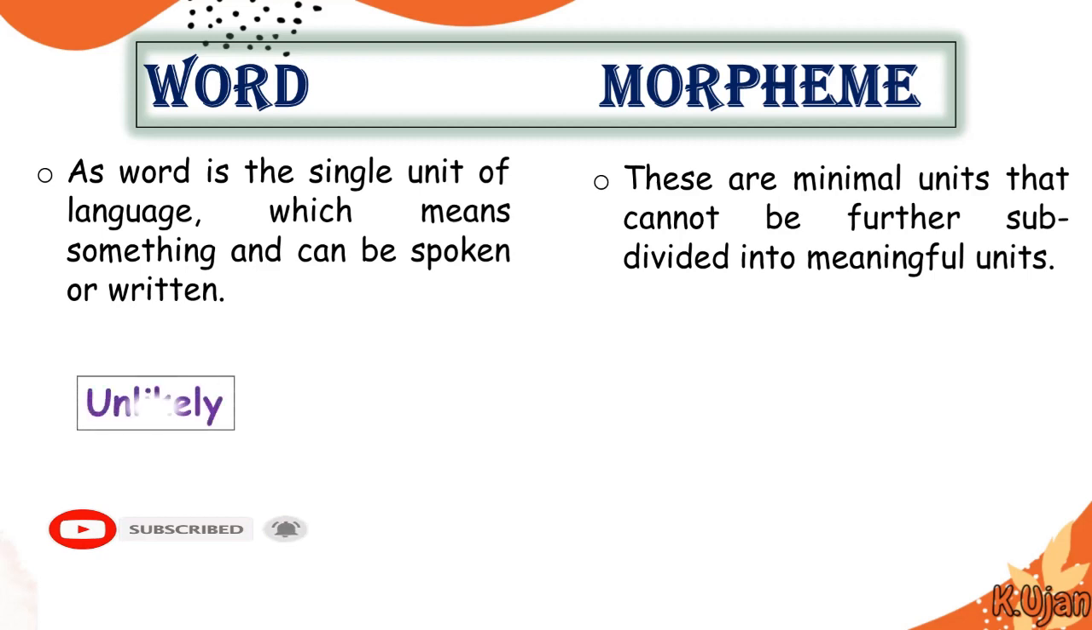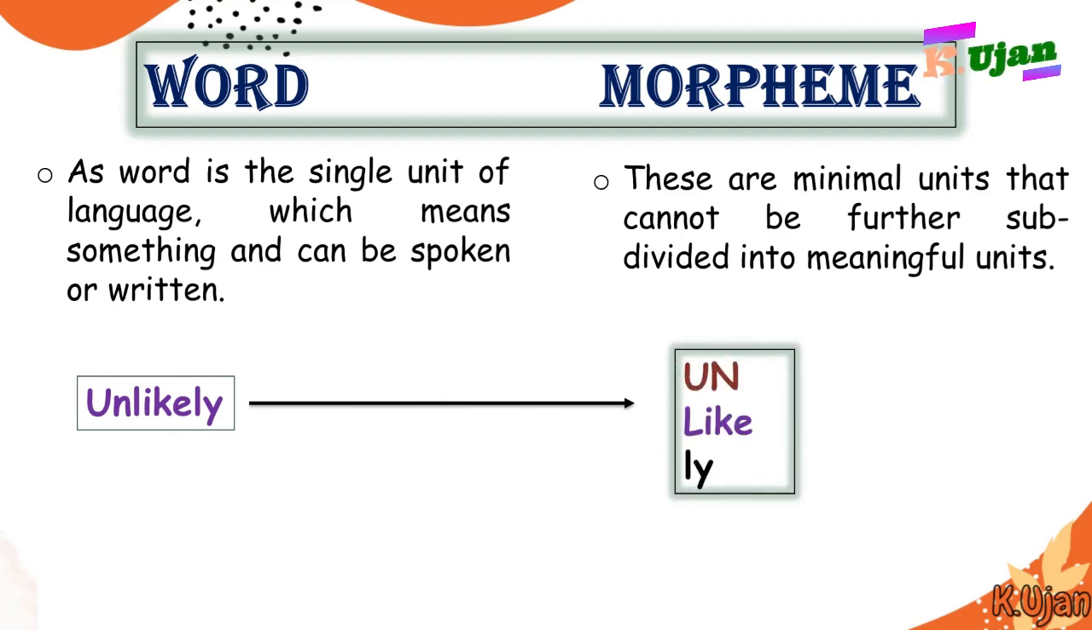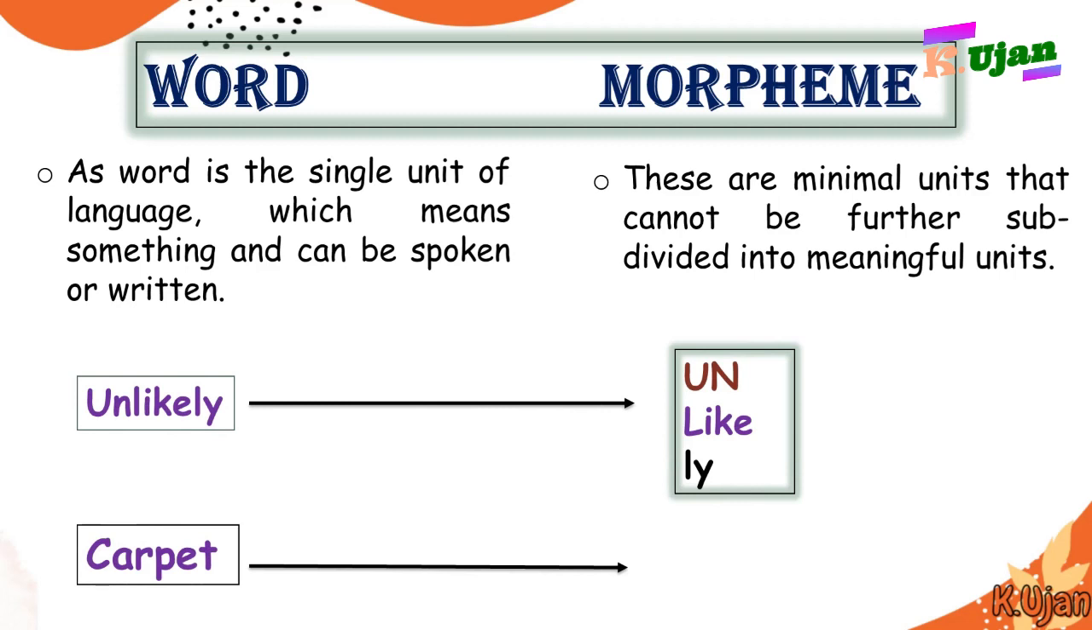For example, unlikely is a word, but this word is formed of three morphemes: un, like, ly. Or here is another example: the word carpet is formed of two morphemes, car and pet. So this is the actual difference between words and morphemes.